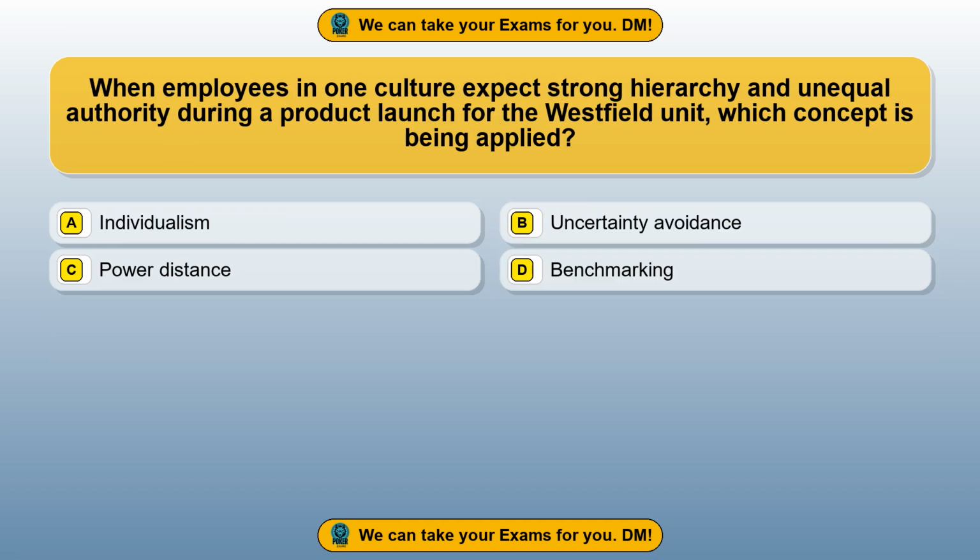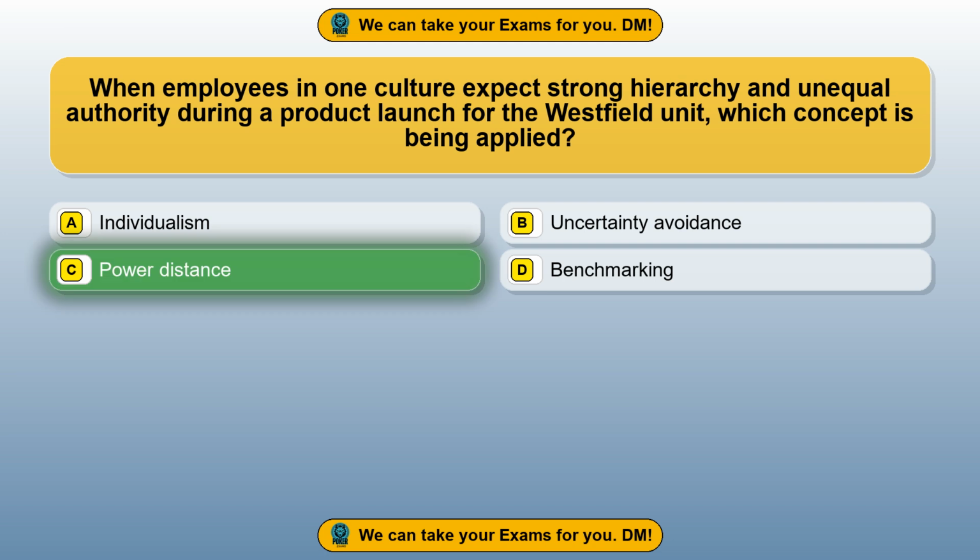Question 88. When employees in one culture expect strong hierarchy and unequal authority during a product launch for the Westfield unit, which concept is being applied? Option A, individualism. Option B, uncertainty avoidance. Option C, power distance. Option D, benchmarking. The correct answer is option C, power distance.